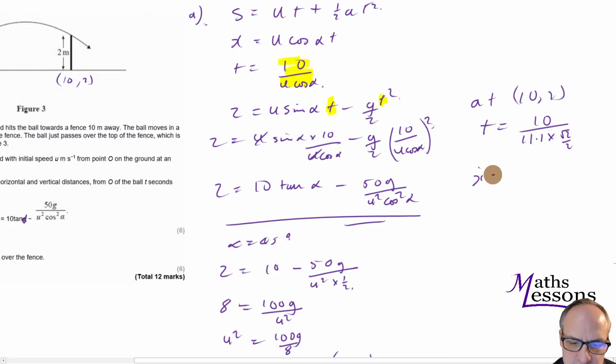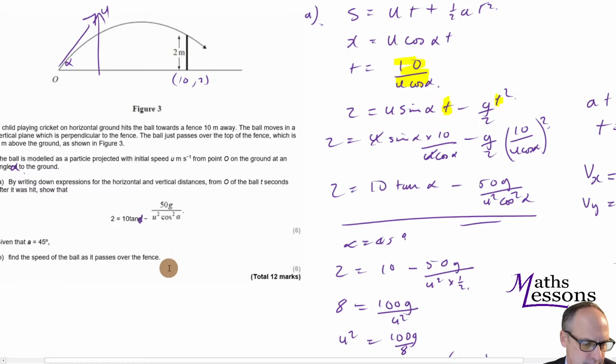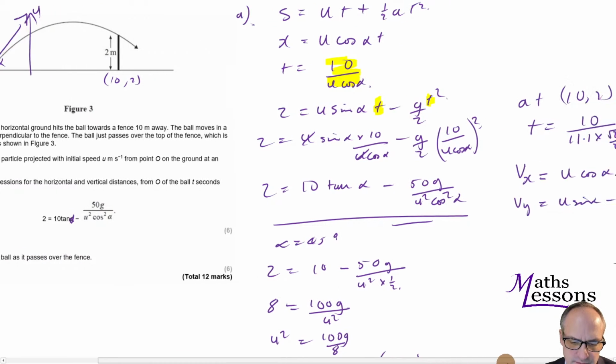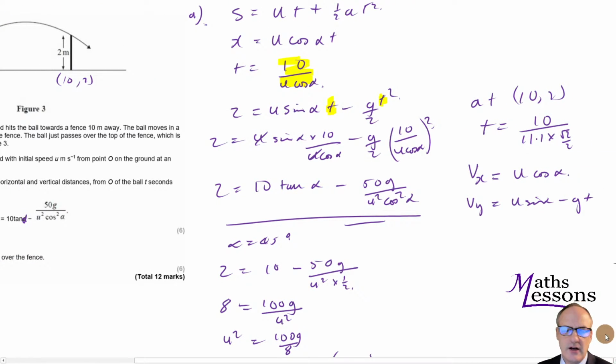Let's not use the same notation we've been using. X dot is another version of the velocity in the x direction, so I'm going to use v in the x direction, which will be equal to u cos alpha, and my v in the y direction is equal to u sine alpha minus gt. I've got to use these two to find the speed at which it passes over the fence, because I find the velocity at which it passes over the fence and take the magnitude of that, and I get the speed.